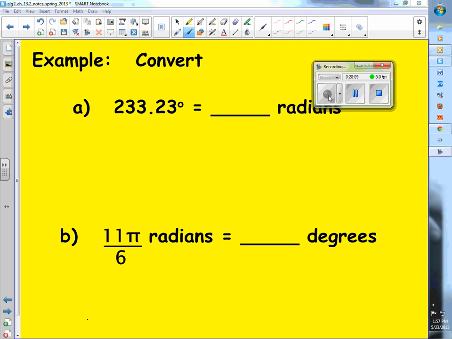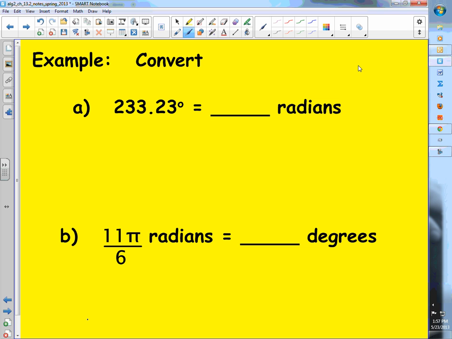As close as we can, and that rounding thing, we don't want to round in the problem, only at the end of the problem. Dominic, what do we do here? 233.23 times 180 over... 5 over 180. Okay. And then you get 4.071 when you did it, after you plugged in the pi and the whole deal. So what is it? 4.071 radians. Anyone getting anything different for that?